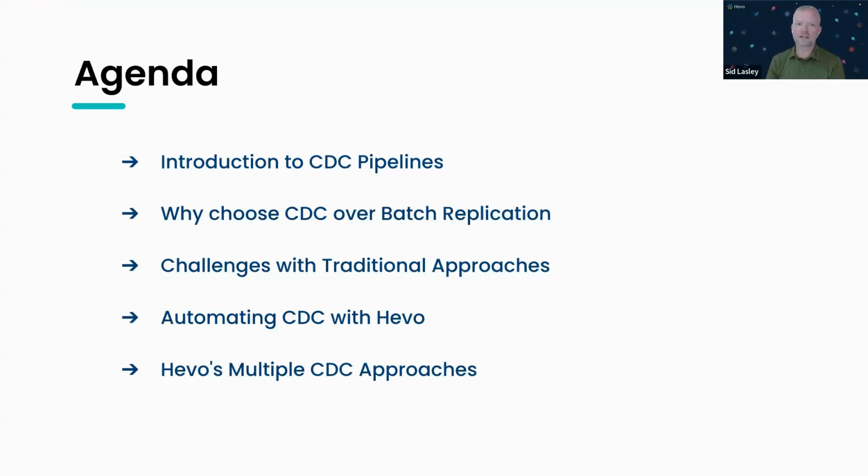First, I want to introduce you to the concept of CDC pipelines. Really, how does it work? What's going on in the background? Then we'll talk a little bit about what is the benefit of CDC over a batch replication strategy. We'll talk a little bit about some of the challenges of building your own or a traditional approach to change data capture, which is CDC. And we'll talk about how Hevo approaches CDC. We have multiple approaches. We'll talk about how we automate it and make it very simple for you to manage change data capture in your environment.